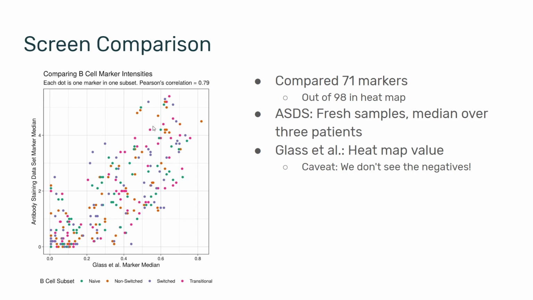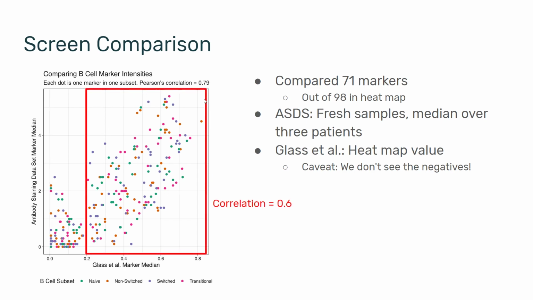And admittedly, at least some of this correlation comes from the fact that there is a large group of subsets and markers down here which are just negative. However, even if we just look at this section of the plot, so if we only look at those subset marker combinations that show some expression in Glass et al., then the correlation is 0.6, which is still pretty high.